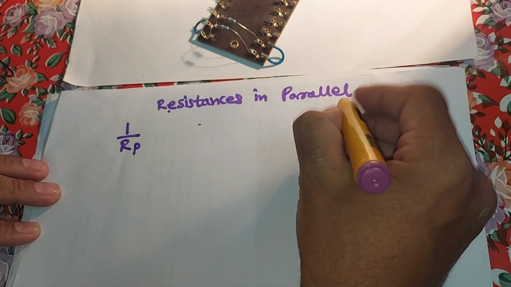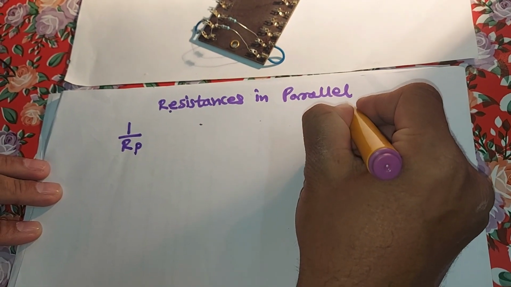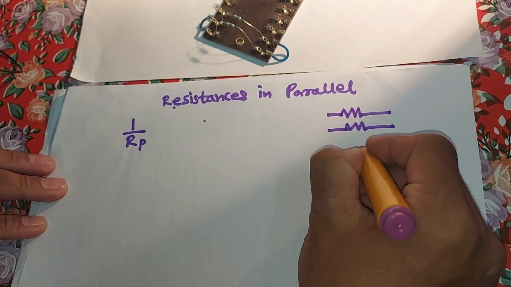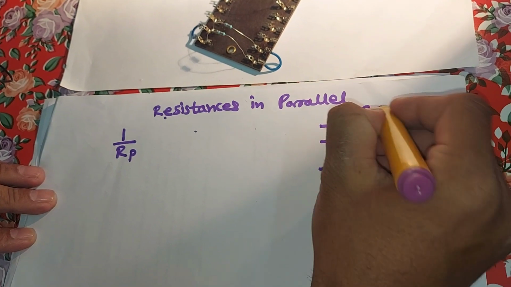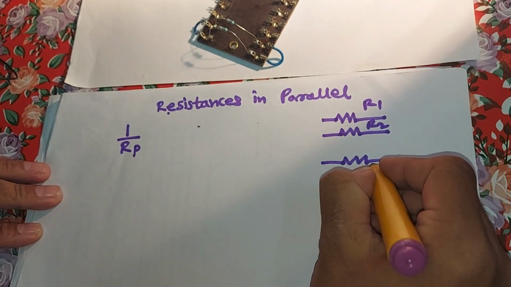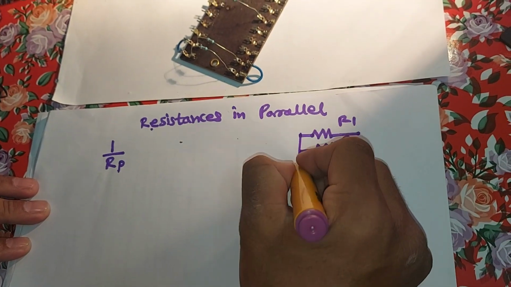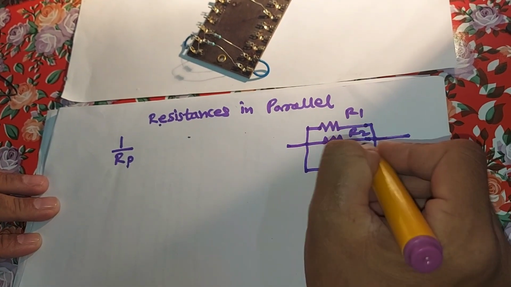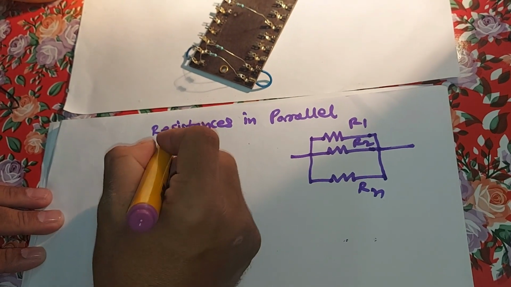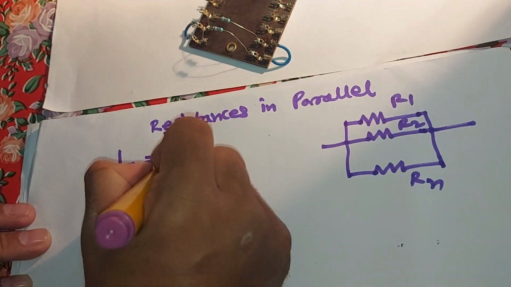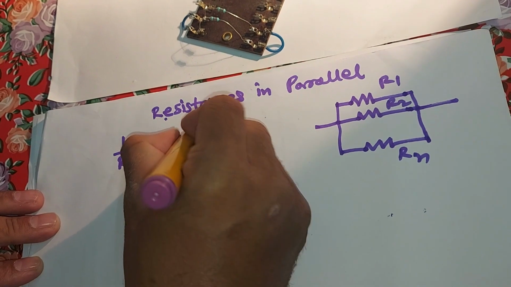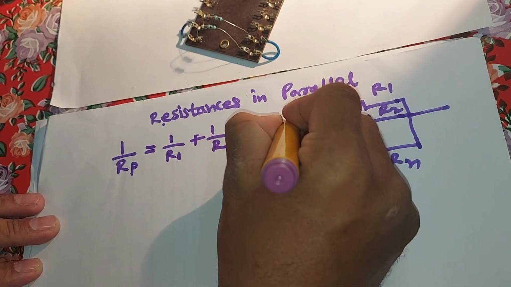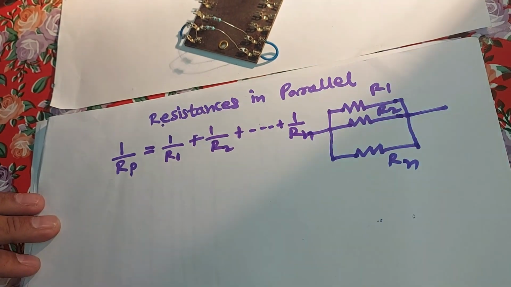So it says that if we have, say, n number of resistors connected in parallel like this. So this is, say, R1, this is R2 and this is Rn. So they are connected in parallel like this. Then their equivalent resistance is given by 1 upon Rp is equal to 1 upon R1 plus 1 upon R2 plus so on plus 1 upon Rn.